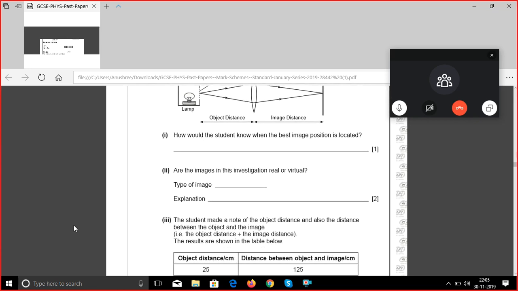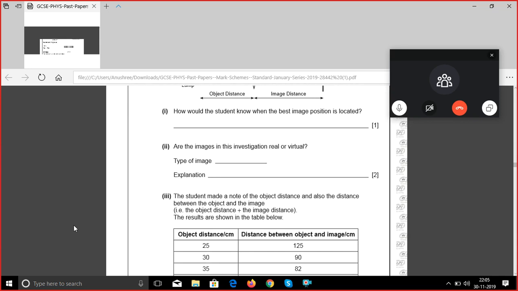Okay, now the next. Are the images in this investigation real or virtual? It's real, because it can be shown on a screen. Yes, because it can be taken on screen.